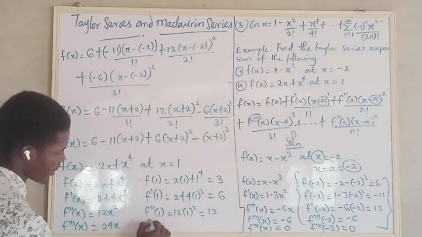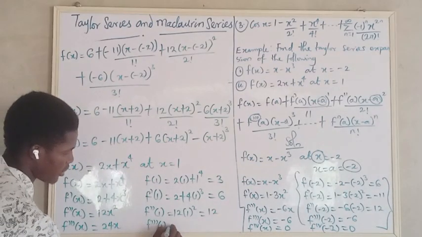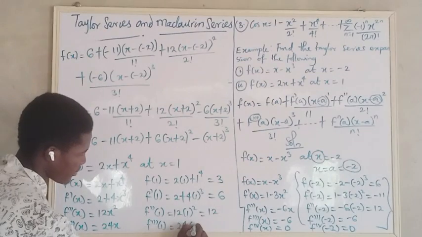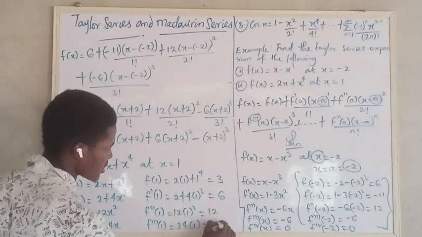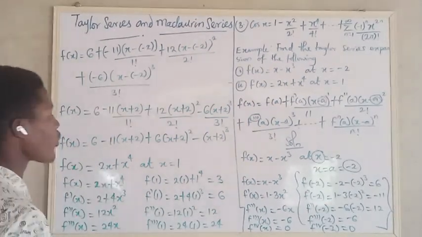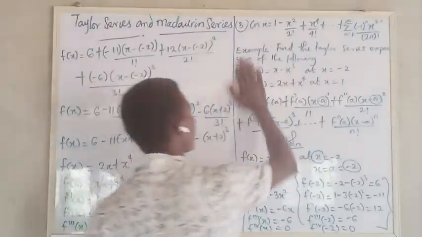Then f prime prime prime of x, which gives us what? 24x. Then f prime prime prime of 1 will give us what? 24 times 1, which will give us 24.